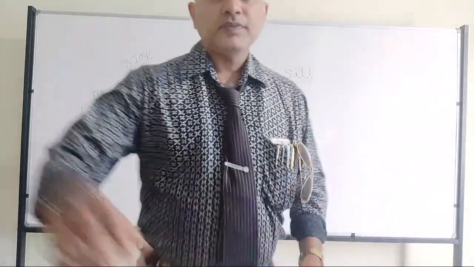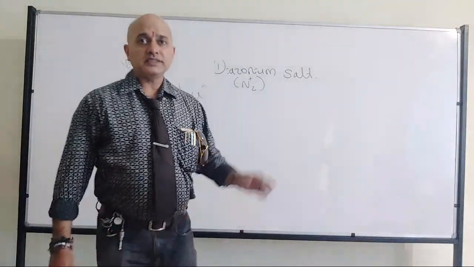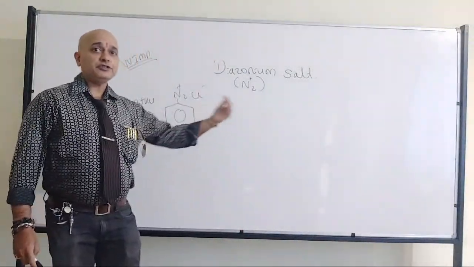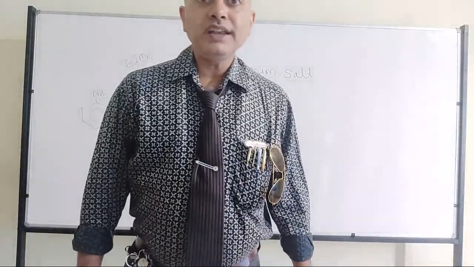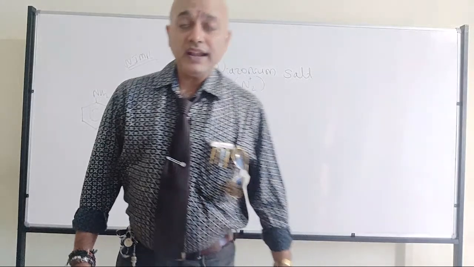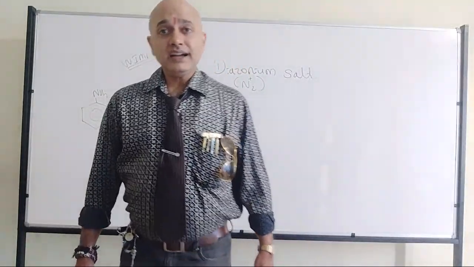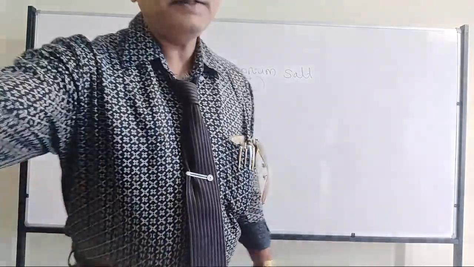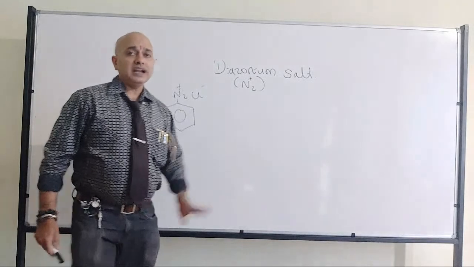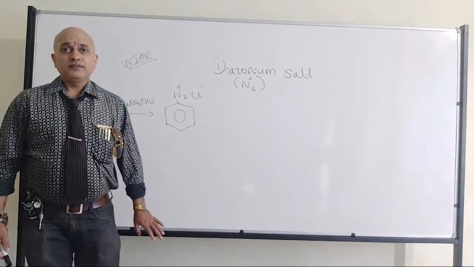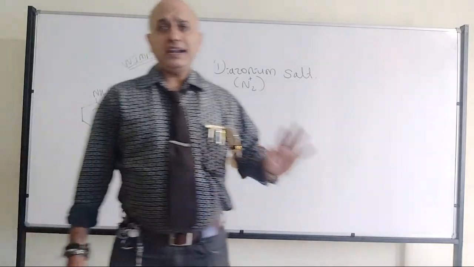Fine. So I was talking about preparation of iodobenzene, conversion of aniline to iodobenzene. How are we going to do it? We are going to treat aniline with sodium nitrite and HCl, where we get benzene diazonium chloride, which on further treatment with potassium iodide gives iodobenzene. Fine. So there is no requirement of copper iodide and all.